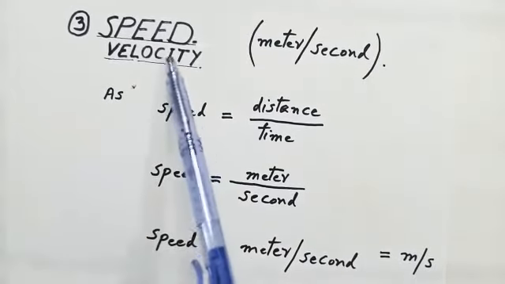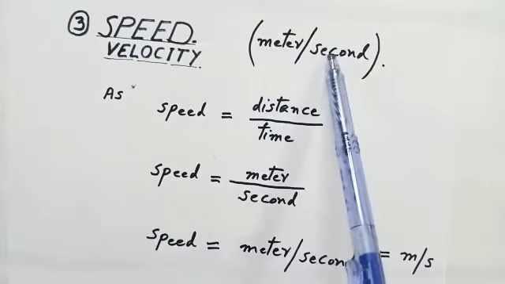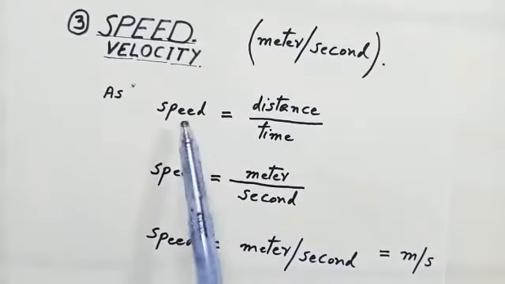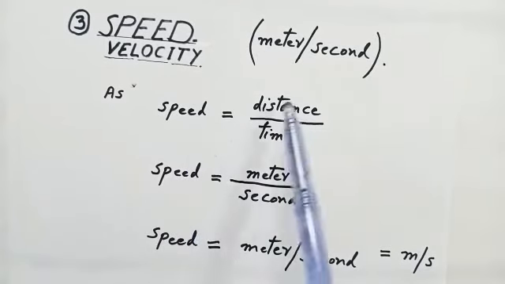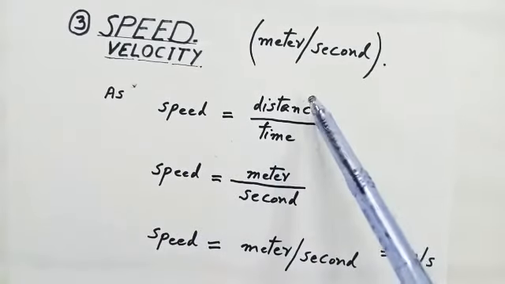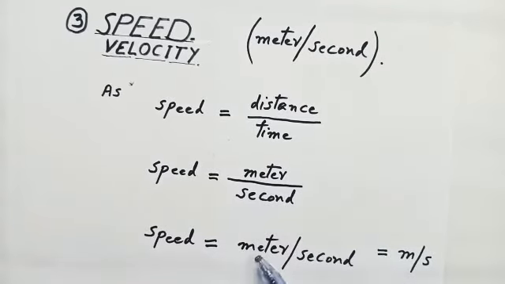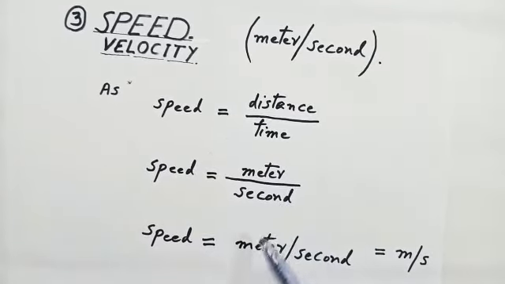Now speed and velocity both have the same unit, meter per second. How do we get it? The equation of speed is distance divided by time. The unit of distance is meter and the unit of time is second. So meter divided by second is written as meter per second. This is a derived unit of speed and velocity.